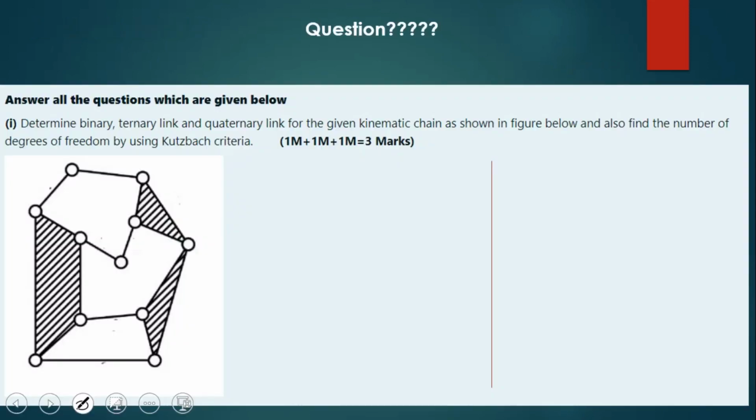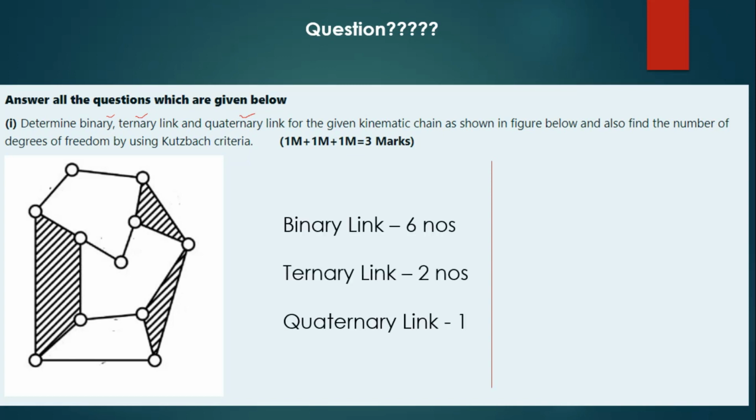Now let us solve this question. First one, determine the binary, ternary and quaternary links for the given kinematic chain as shown in the figure below, and also find the number of degrees of freedom by using Kutzbach criteria. See, already we solved this problem regarding binary, ternary and quaternary, right? So there is no issue regarding this. Now we are going to calculate the degree of freedom with the help of Kutzbach criteria, right?